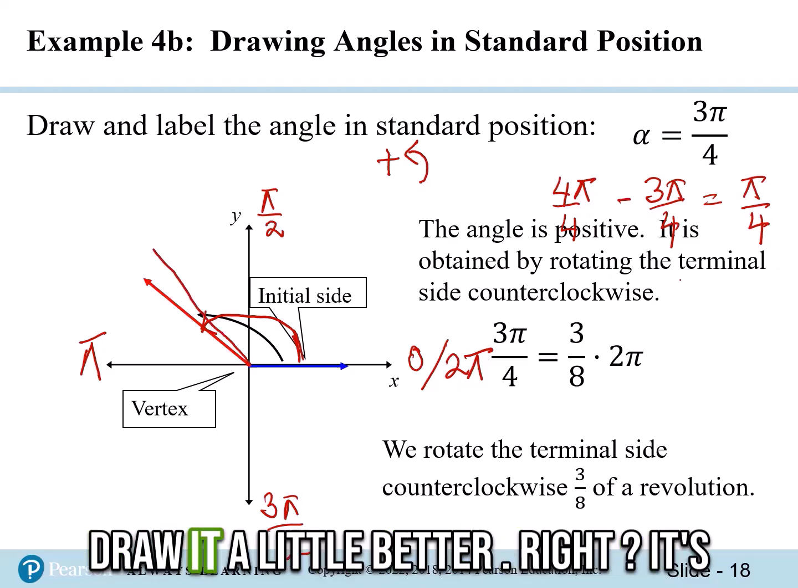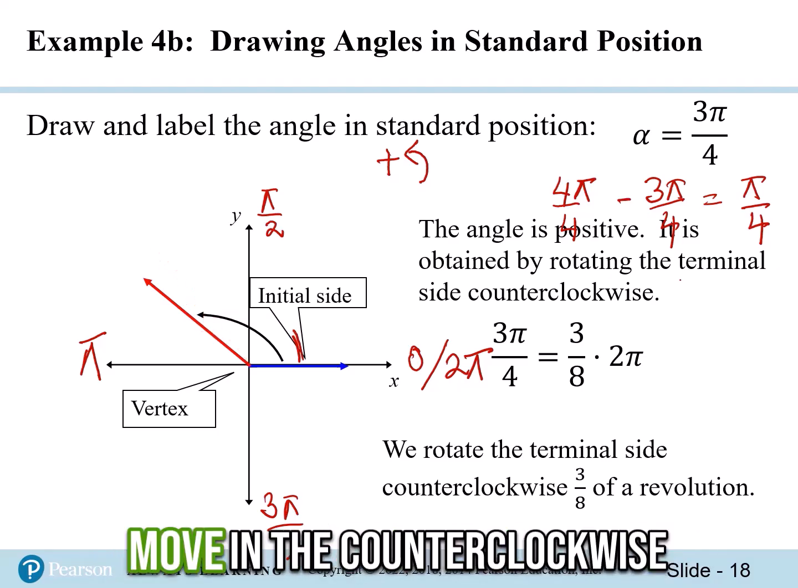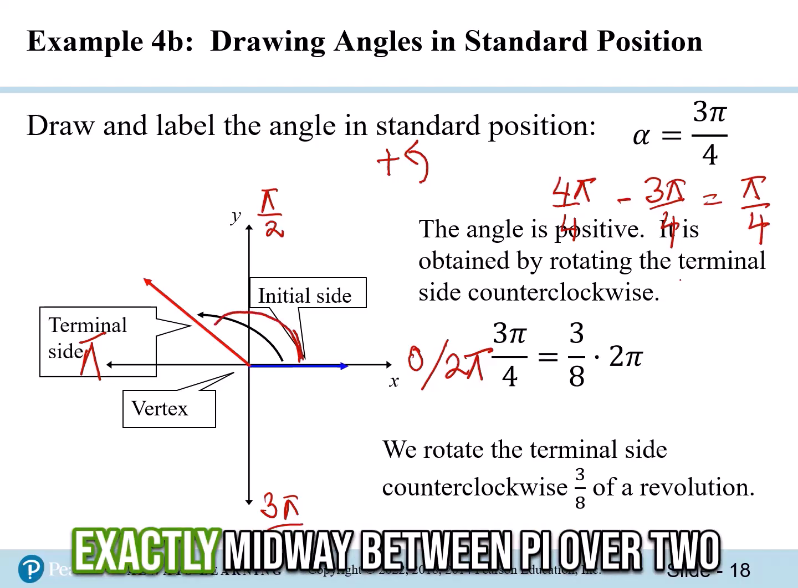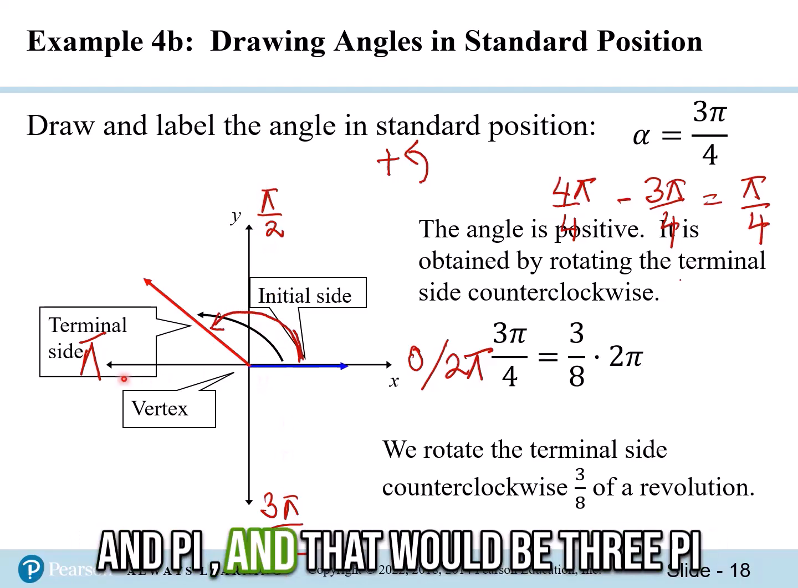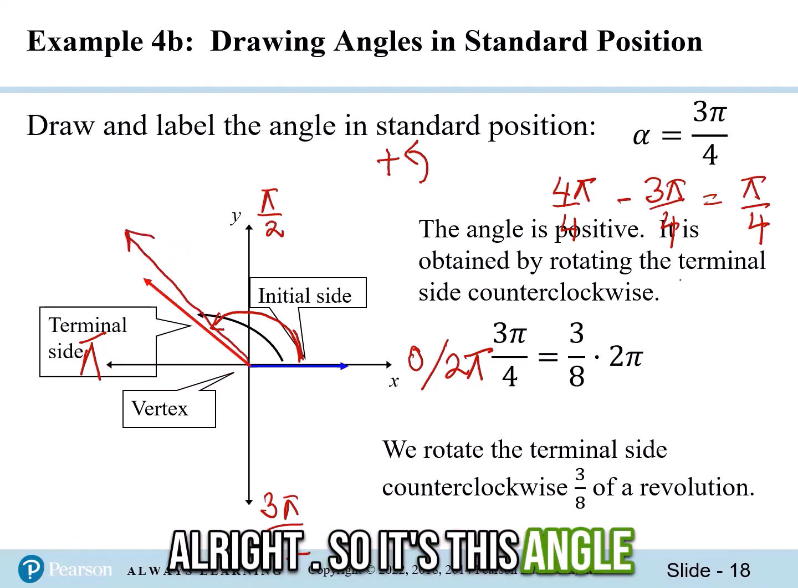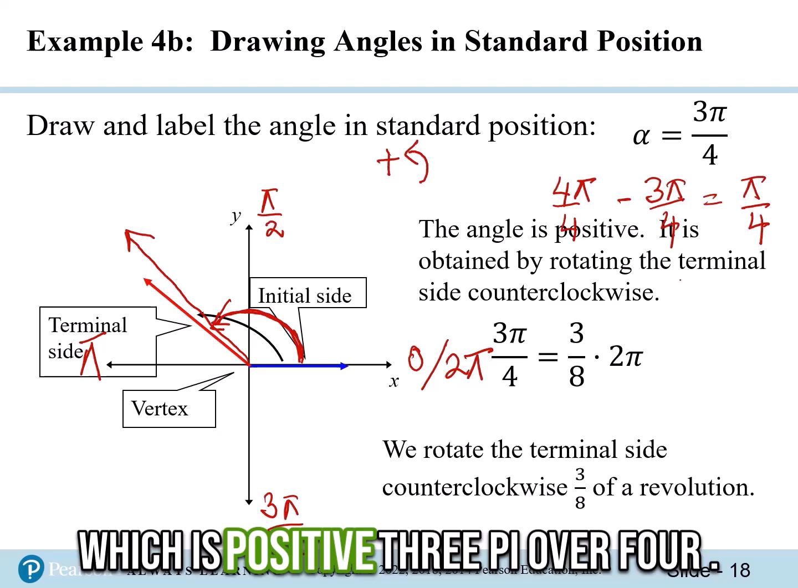Let me just draw it a little better. We move in the counterclockwise direction and come to rest exactly midway between pi over 2 and pi, and that would be 3 pi over 4. So it's this angle which is positive 3 pi over 4.